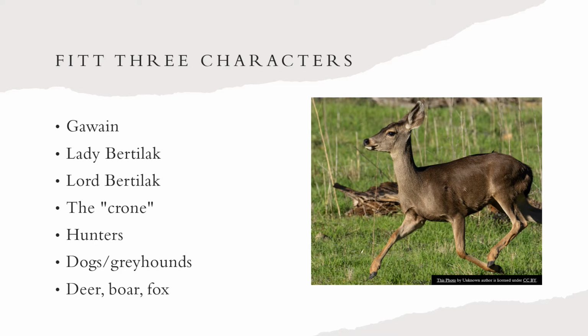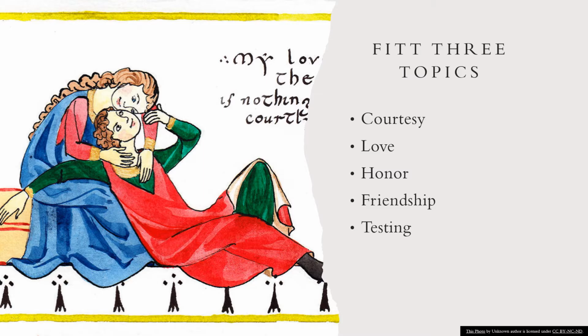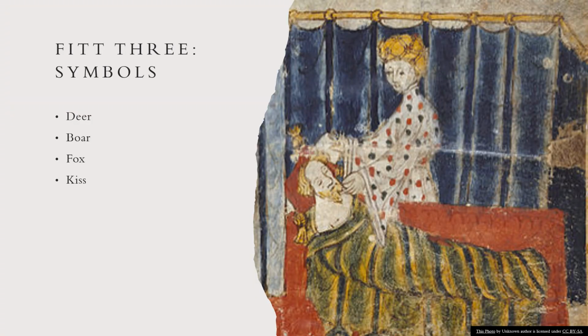The characters in Fitt 3 include Gawain, Lady and Lord Bertilac, the crone, whose identity we find out late in Fitt 4, the hunters, the dogs and greyhounds, deer, boar, and fox, if you can count them as characters. So the topics obviously include courtesy and love, honor, friendship, and testing. So Gawain's made this new friend in Lord Bertilac, but he's made a really close friend with Lady Bertilac. So symbols are the deer, boar, the fox, and of course the kiss.